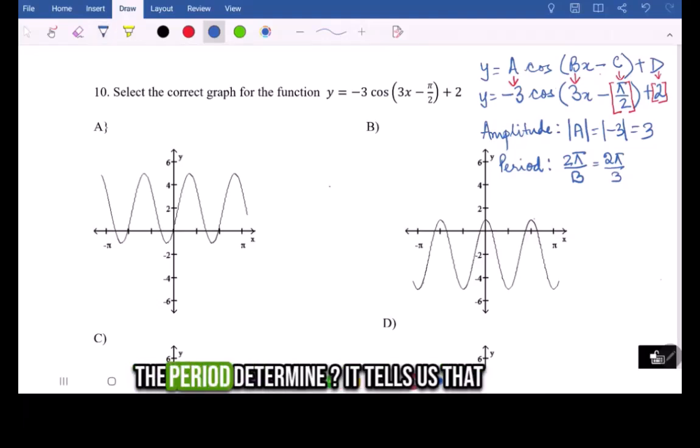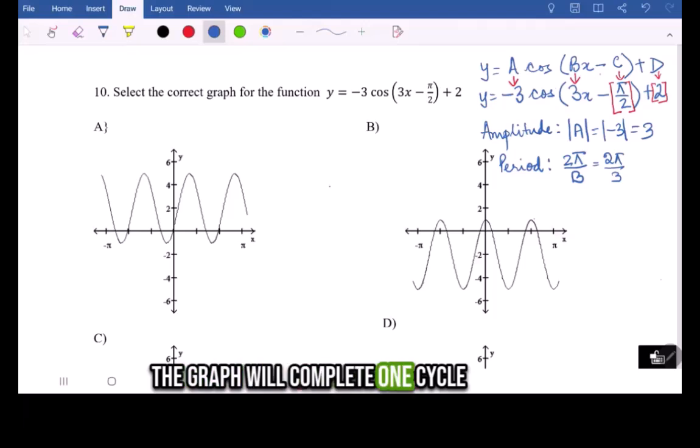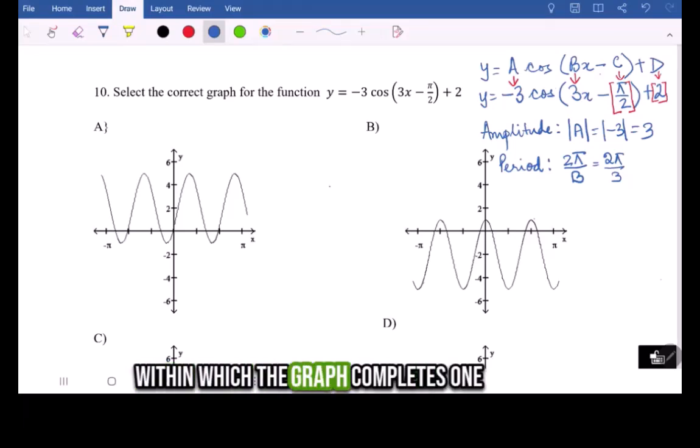What does the period determine? It tells us that the graph will complete one cycle within an interval of 2 pi over 3. That's what the period of a graph is about. It's the interval within which the graph completes one full cycle, right?